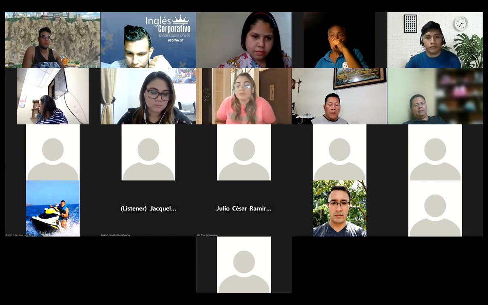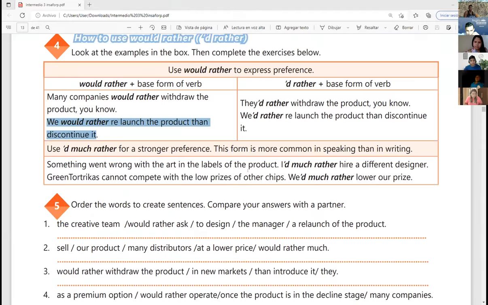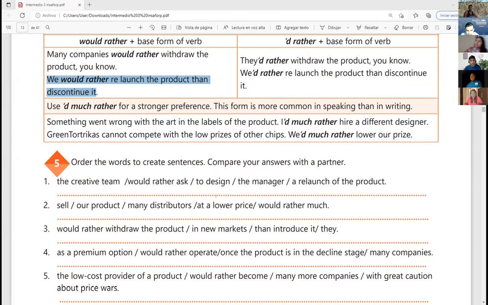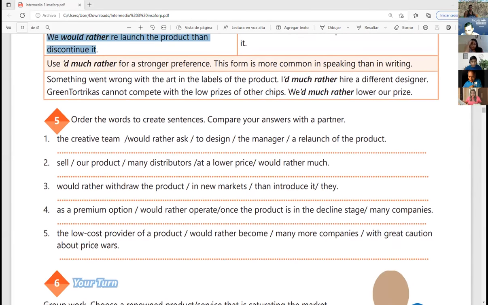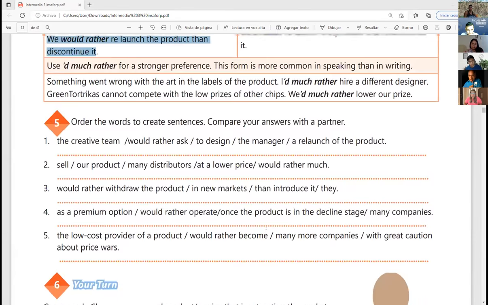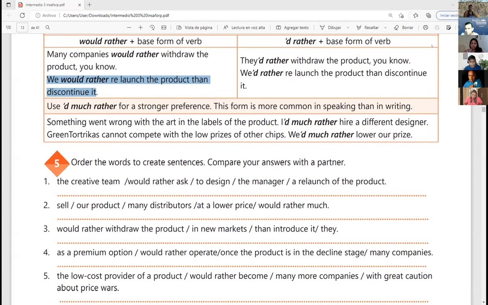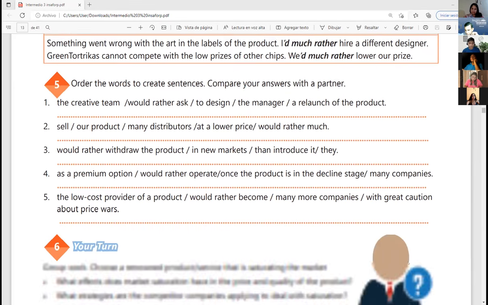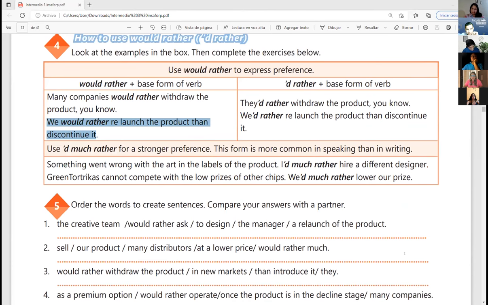Let's move on to the manual. The manual here. Okay, we're going to do exercise five. Order the words to create sentences. Compare your answer with your partner. We're going to unscramble each sentence from number one until number five. Exercise five, page 13. Okay, here we go. Page 13, exercise 5. We need to unscramble the words to create sentences using would rather.